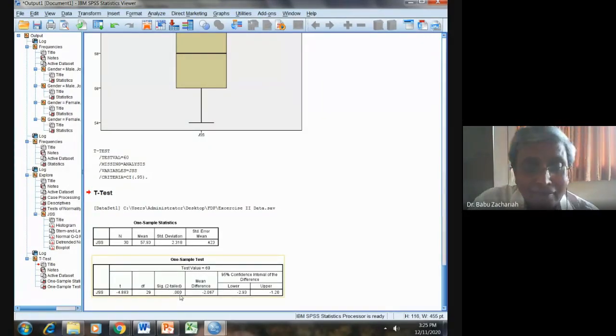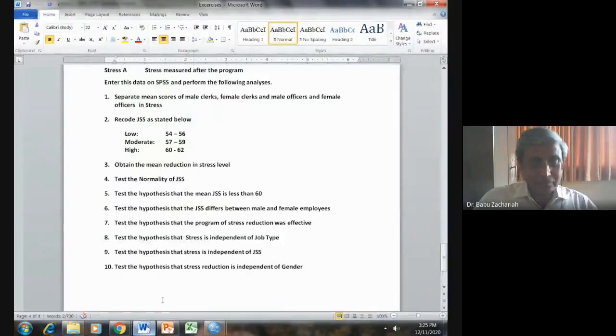More important is how to read the answer from the output. SPSS will give you a lot of output. You must read it correctly and interpret it correctly. That's what we need to learn. Okay, next question.